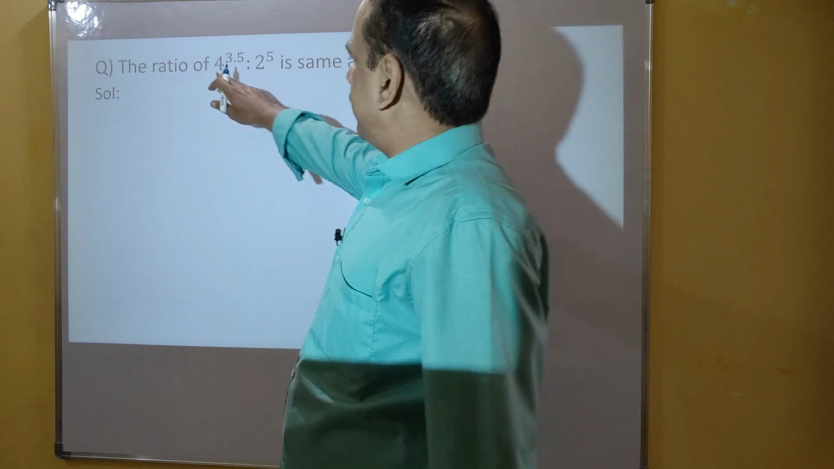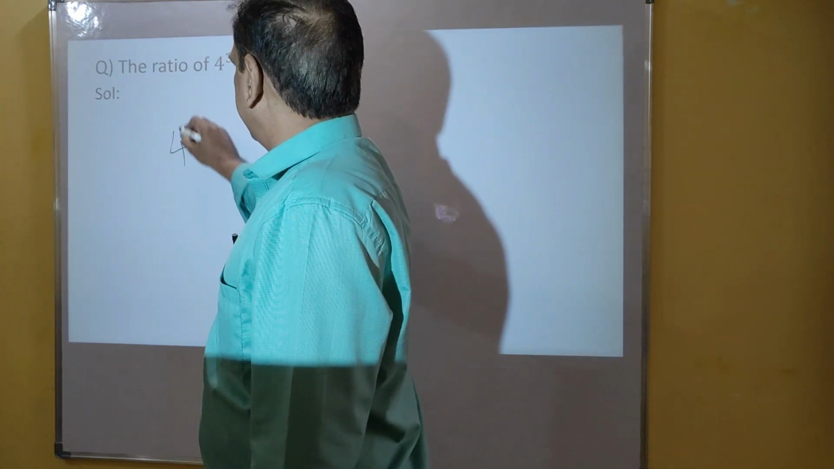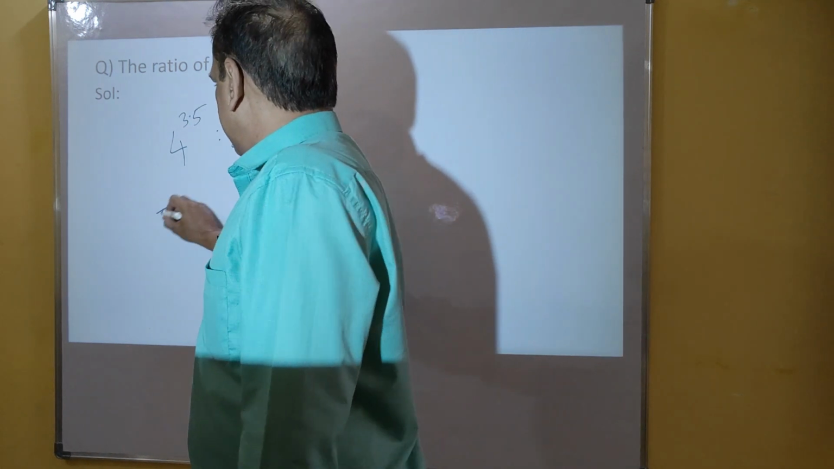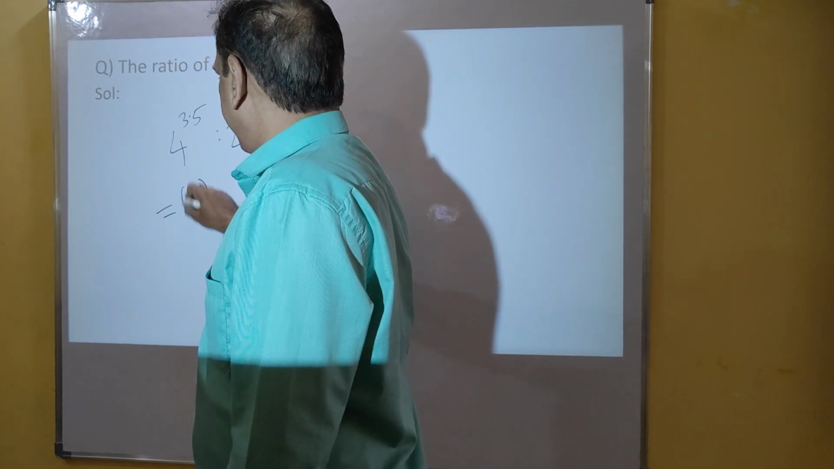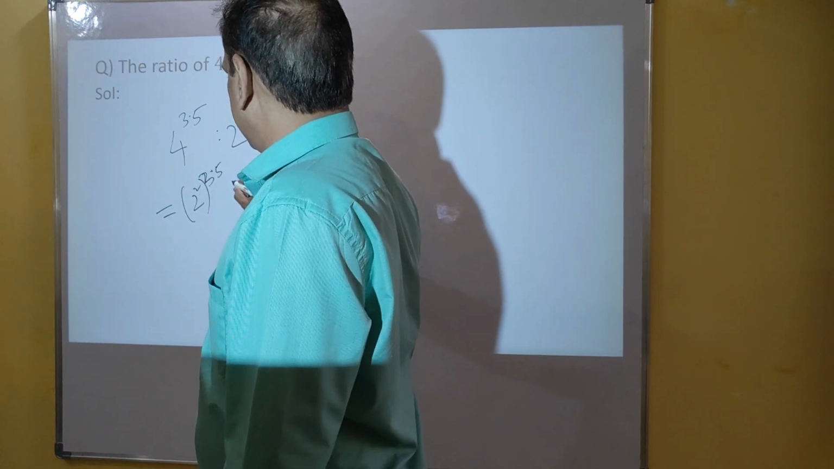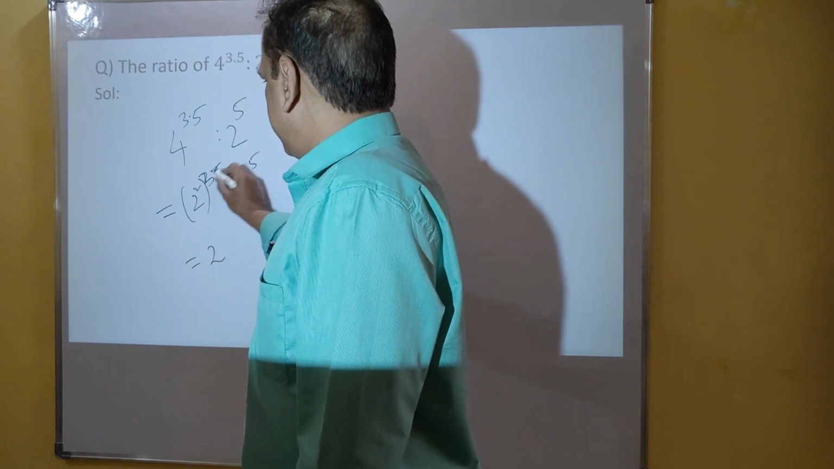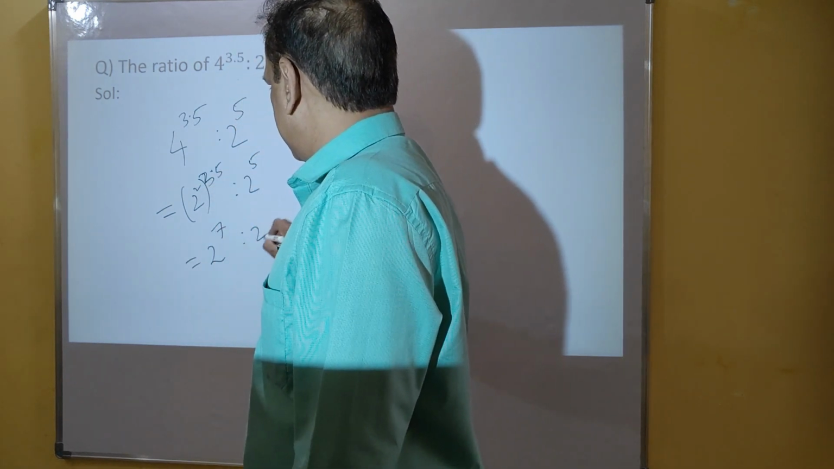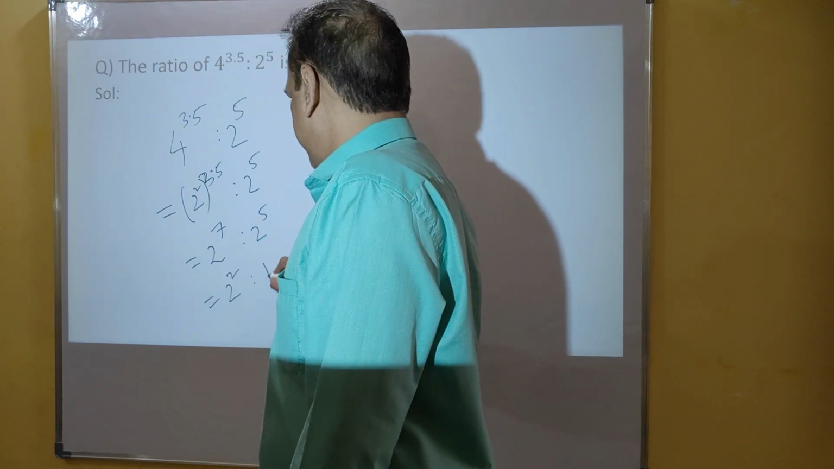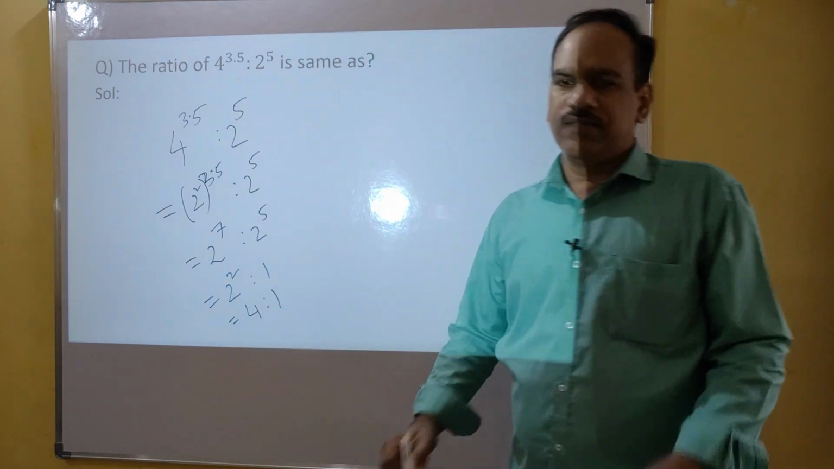The ratio of 4 power 3.5 is to 2 power 5. You can write this as 2 square power 3.5 is to 2 power 5. 2 power 2 into 3.5 is 7. 2 power 5 gets cancelled and then this becomes 2 square is to 1. 4 is to 1 is the answer.